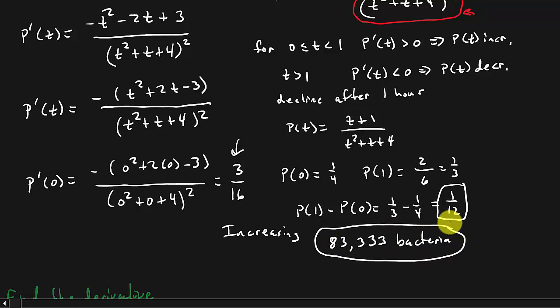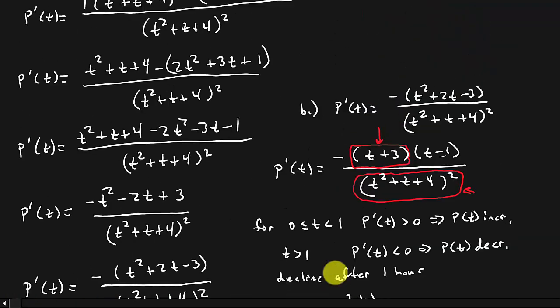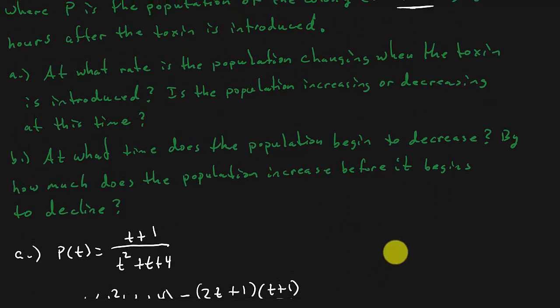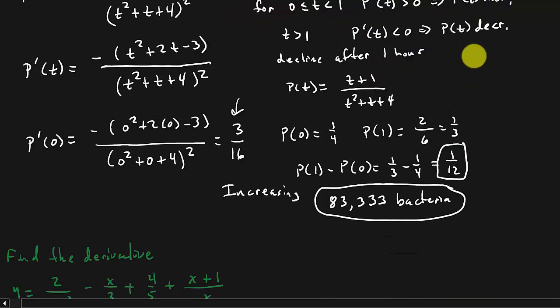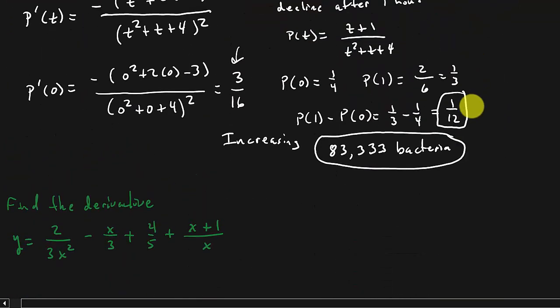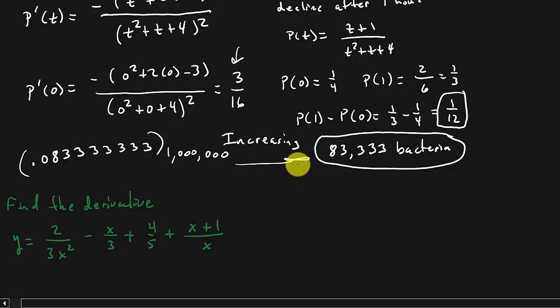So why did we multiply that times 1,000,000? Because where did it say that? In millions, population in millions. So whatever we get here, if you do 1 divided by 12 in your calculator, that's 0.083333333. And then all I did is I multiplied this times 1,000,000, and that's where that number came from. All right.